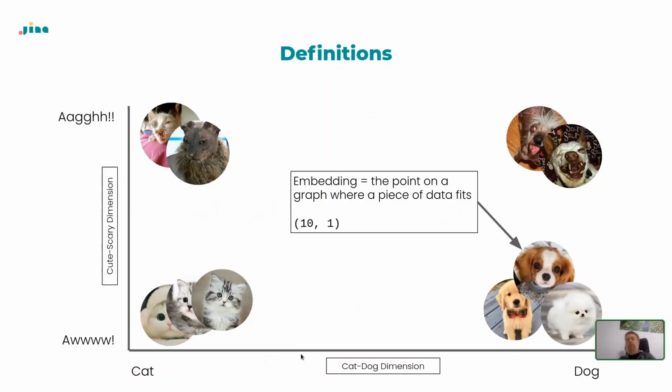These are common terms in deep learning or machine learning, because a lot of deep learning and machine learning deals with graphs and stuff like that. And each of these points we call an embedding. So it's the point on a graph where a piece of data fits. We have two axes or two dimensions, so we have two numbers in the graph. And often in a real-world deep learning context, you'd be dealing with hundreds of different dimensions, not just two, but it's kind of difficult to show more than two on a two-dimensional screen.